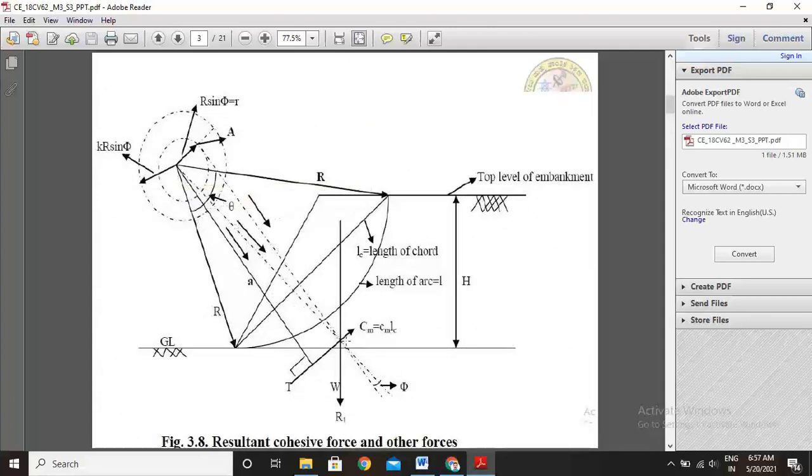From this point to this point you join. So this point is the R dash reaction point, and you measure the angle between these two lines. That is the value phi dash, friction circle.